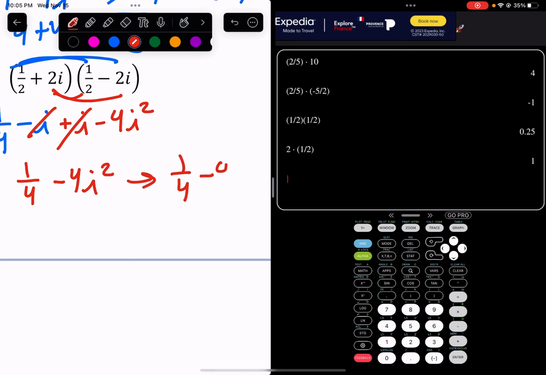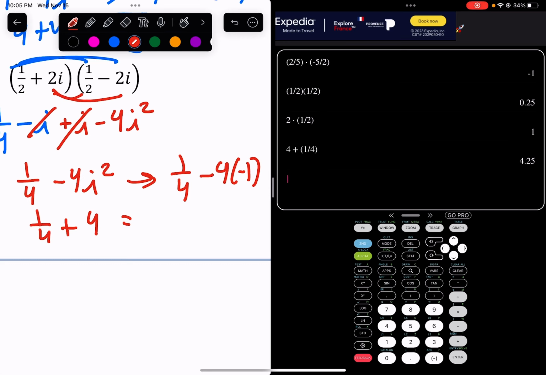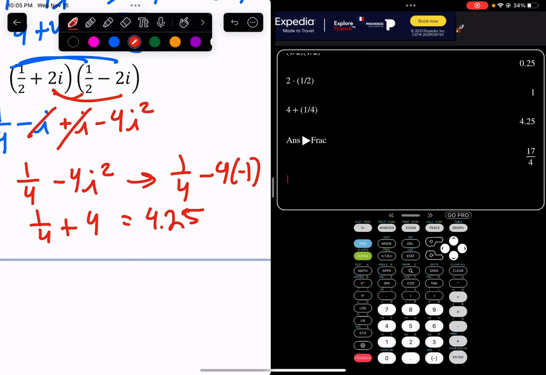which we know we can write as negative 4 times negative 1, which gives us 1/4 plus 4. There's a couple different ways you could write this. You could just do it on your calculator. I'm perfectly fine with that. So you're going to do 4 plus 1/4, and you're going to get 4.25. That is an acceptable answer. You also could get that in fraction form, math enter, and we get 17/4.